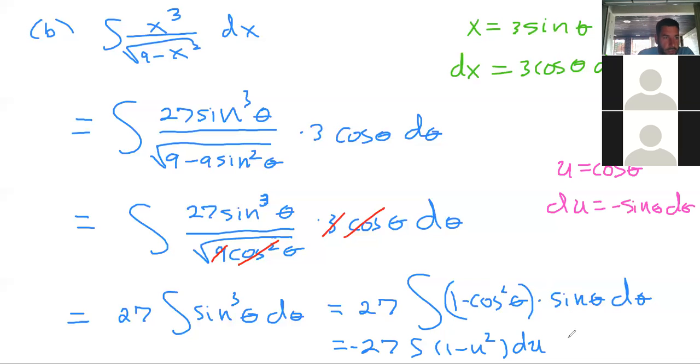And of course, this is now easy to integrate. It's negative 27, and then this is going to be times u minus 1/3 u cubed plus c. So let me clean that up. It's kind of ugly, I'm squeezing it in there. So this is, again, a pretty challenging integral.